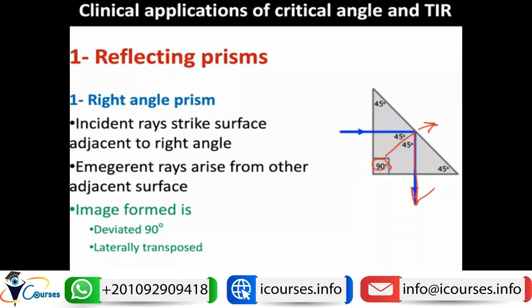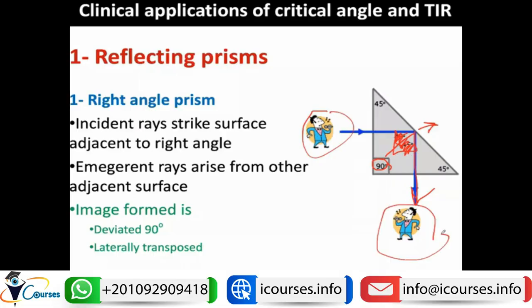So what are the characters of the image? The image will be deviated 90 degrees, as you can see here. So this is the 90 degrees, and you can see that the image here is deviated 90 degrees. So if we have a device in which we want to deviate the image 90 degrees, we use the right-angled prism. Also, the image is laterally transposed. You can see here that the mic is on the left hand, now it becomes on the right hand, so the image is laterally transposed. So this is the right-angled prism.